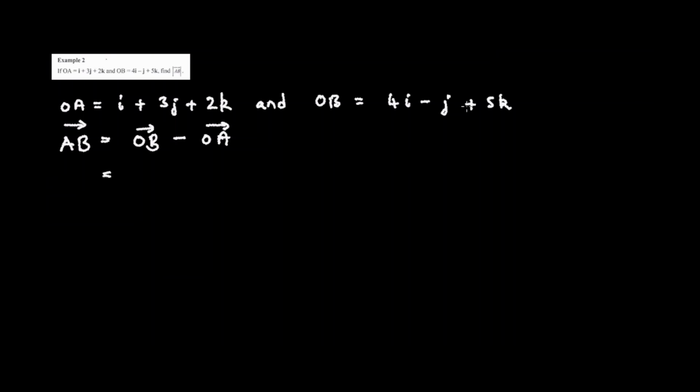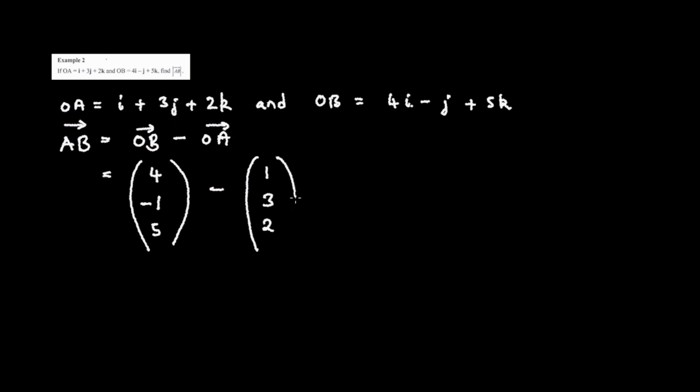So this is equal to, here I am putting OB in column form. So I'm just going to be taking the coefficients here. That means I will take 4 for i here, then for j, be careful to take minus 1, then for k, that's 5. Subtracting OA, which is 1, 3, 2. This is equal to 4 minus 1 is 3, minus 1 minus 3 is minus 4, 5 minus 2 is 3. So this is AB.